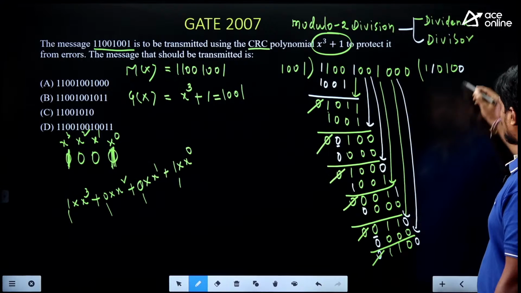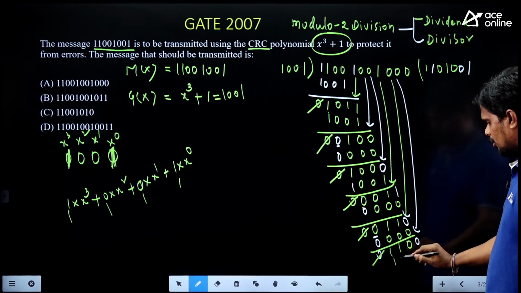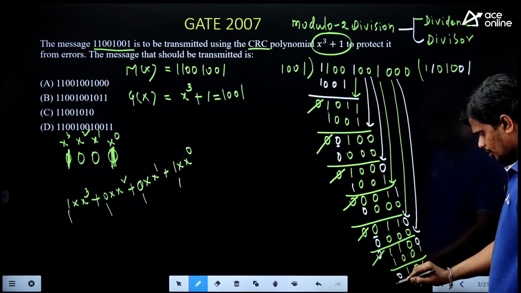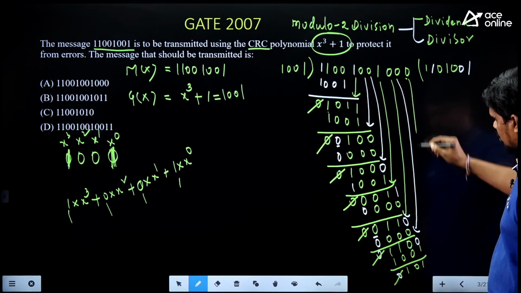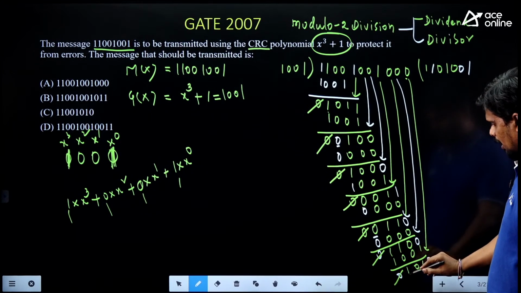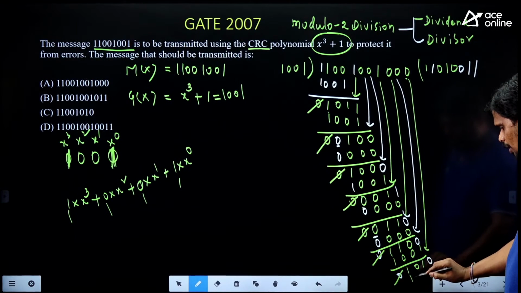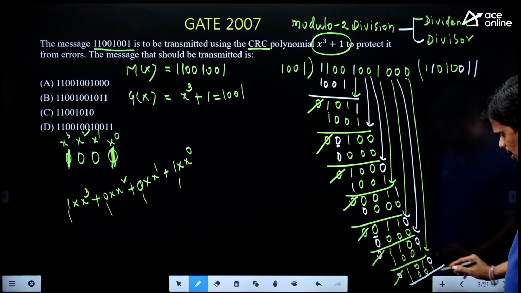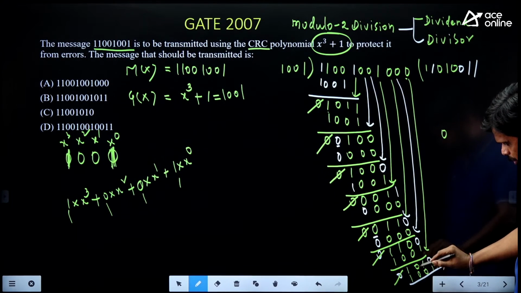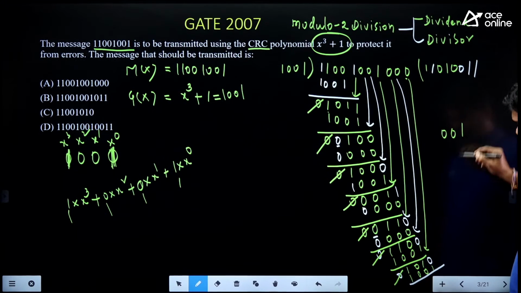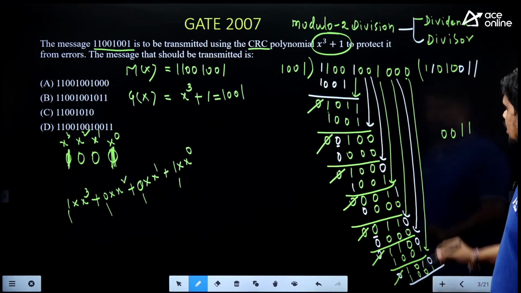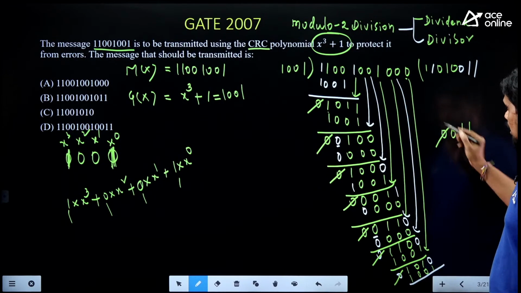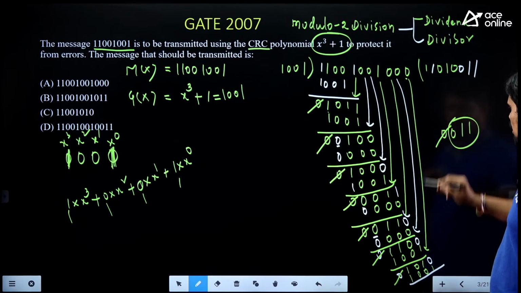Now MS bit is 1, so the quotient is 1. 1 into 1001 is 1001. So now this is 1, 0, 1, 0. This 0 gets cancelled and this 0 we are bringing to here. Now again MS bit is 1, so the quotient is 1. 1 into 1001 is going to be 1001. So then this is going to be what? 0, 1, 1. As all the bits have been processed now, this 0 we can ignore, and as no bit is left, this is going to be my remainder.